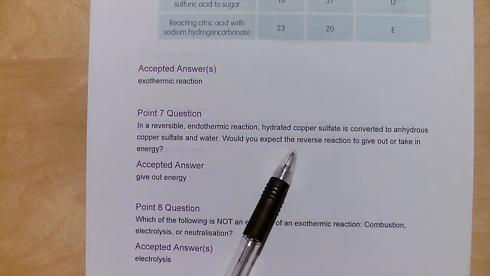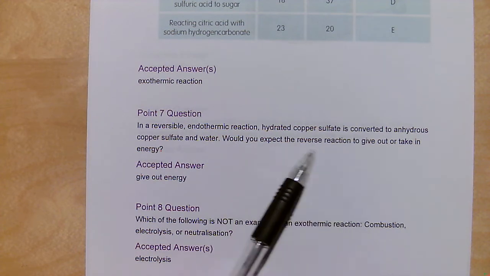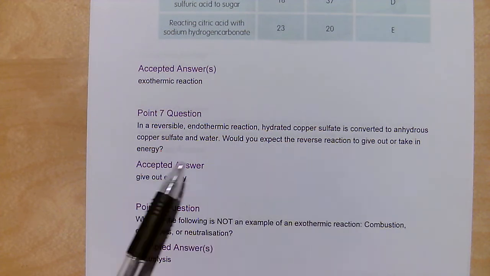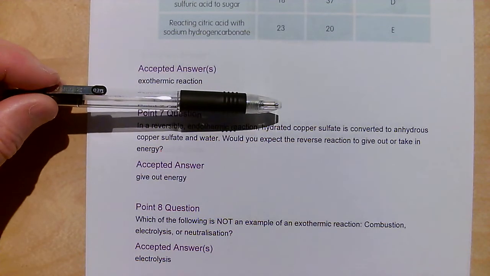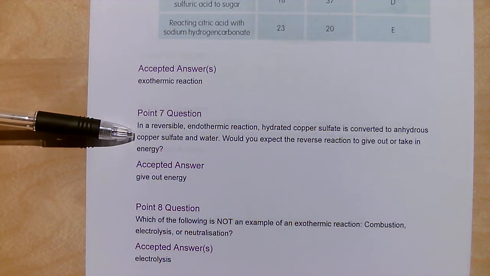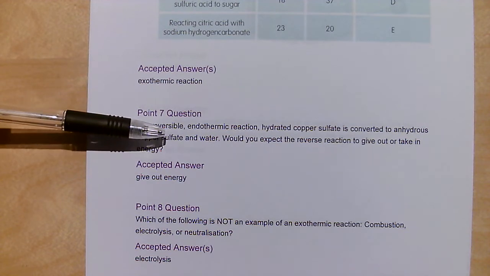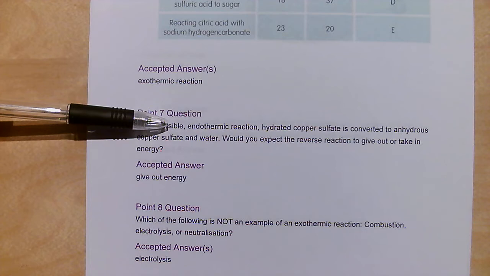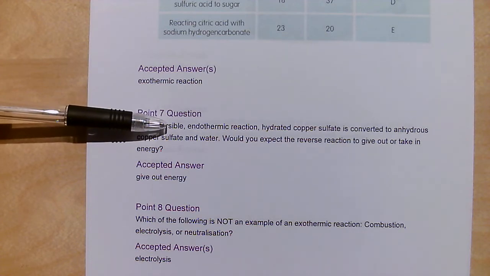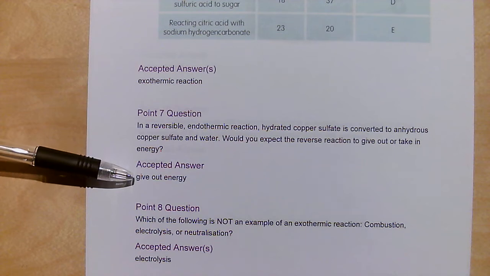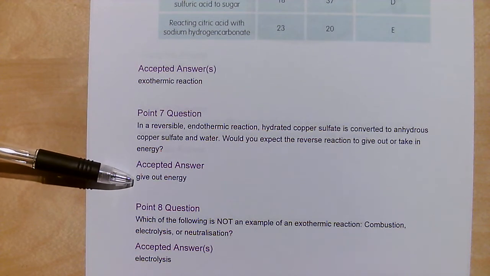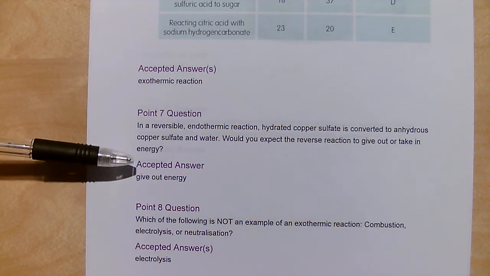So what would you expect the reverse reaction to do, give out or take in energy? Well, if going from hydrated copper sulfate to anhydrous copper sulfate and water is endothermic, that's going in one direction, surely you would expect the reverse direction to be the opposite to endothermic. Okay, so that's an exothermic reaction, so we'd expect the reverse reaction to give out heat energy, because we would expect it to be exothermic.